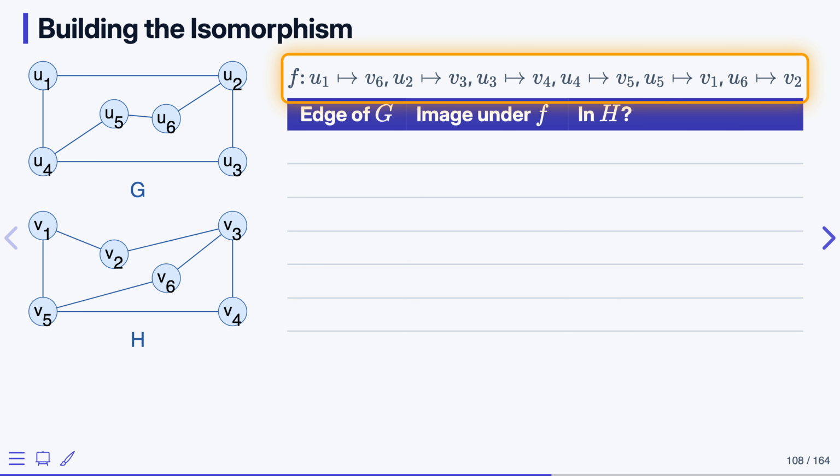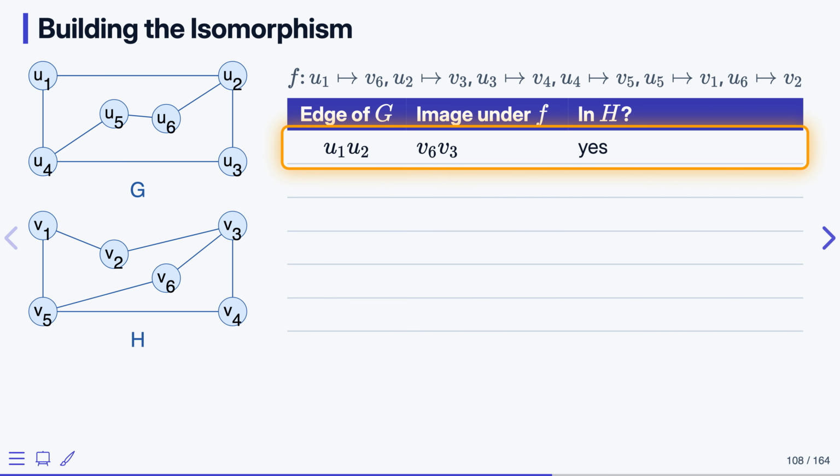This is the matching. Notice how it was chosen. Each degree 3 vertex of G goes to a degree 3 vertex of H, and each degree 2 vertex goes to a degree 2 vertex. So U2 goes to V3, U4 goes to V5, and the other 4 fill in around them. Now push every edge of G through F.